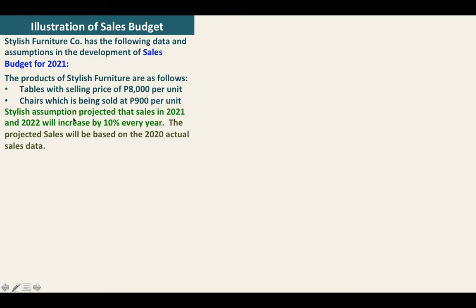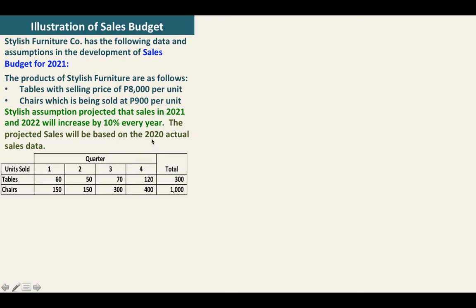Stylish projected that sales in 2021 and 2022 will increase by 10% every year. The projected sales will be based on the 2020 actual sales data. So this is the actual sales data for 2020. Take note, class, that we have the 2020 actual data. We are developing a budget for 2021. And the assumption made for both 2021 and 2022 is that sales will increase by 10%.